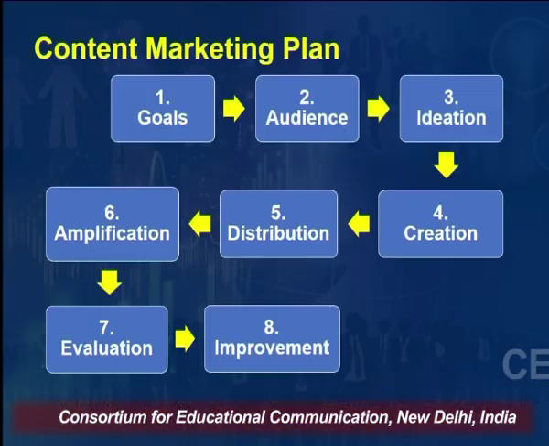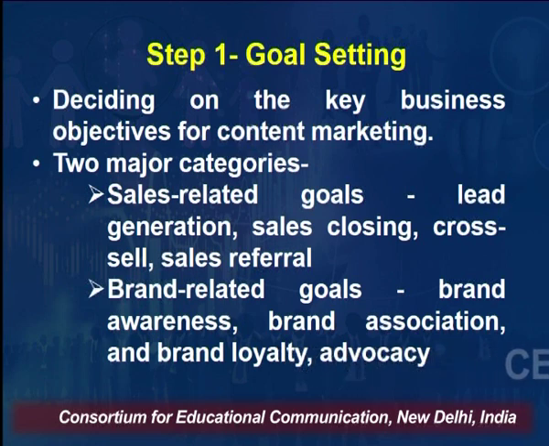Now, when you look at the content marketing plan, students, we find these 8 stages. You have a goal, you work on your audience, create an idea, give some plan to that idea in terms of creating a storyline or a storyboard, distribute the content, amplify it, evaluate the content at regular intervals and take steps to improve it. The first stage is goal setting.